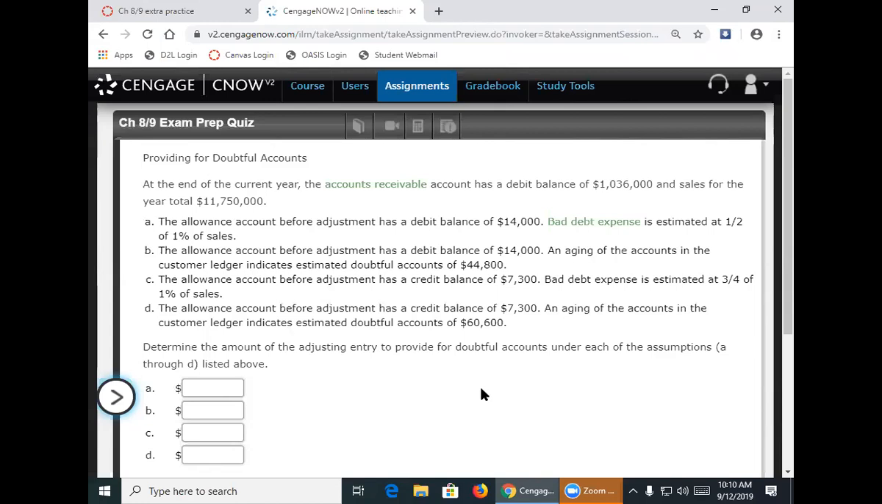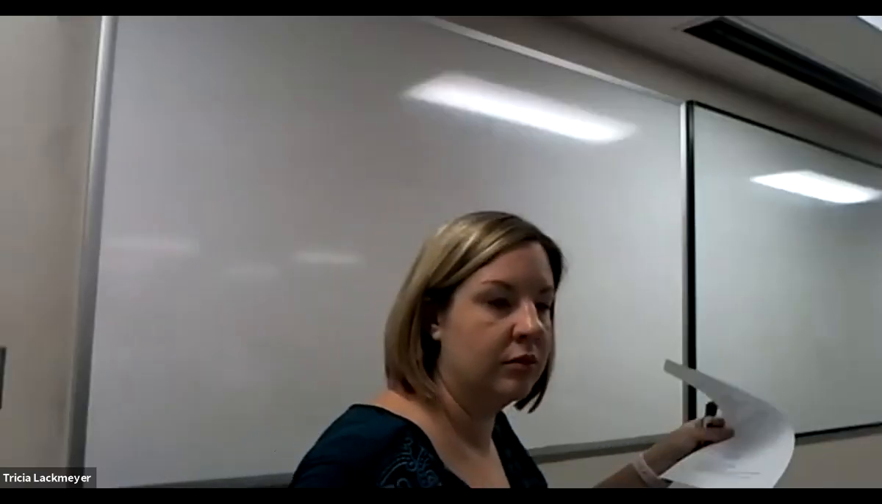Chapter 9. Okay, so chapter 9. Let's go back. Chapter 9 is dealing with fixed assets. When we get into chapter 9, we're going from current assets to long-term or fixed assets.